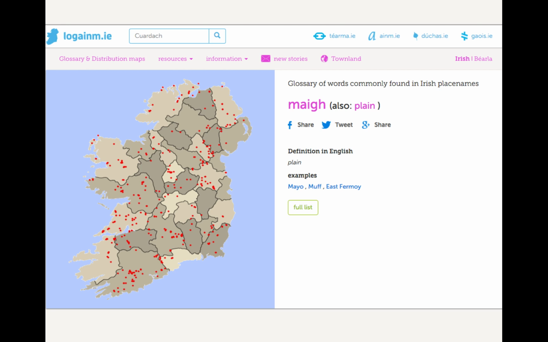In this particular example, I've just searched for a particular location. You can see it up at the top, Curadoc, and I have found that there are several mentions and several uses of this particular word, also seen in pink on the right-hand side. I'm not going to try to pronounce it because I always mess it up, but in terms of a glossary, it gives you a definition. In English, it means plain, and examples include Mayo and Muff and East Fermoy. So use these maps to really understand how frequent these terms are over the course of Ireland.